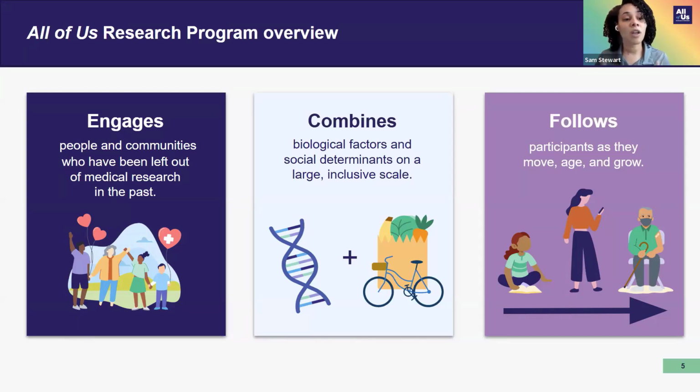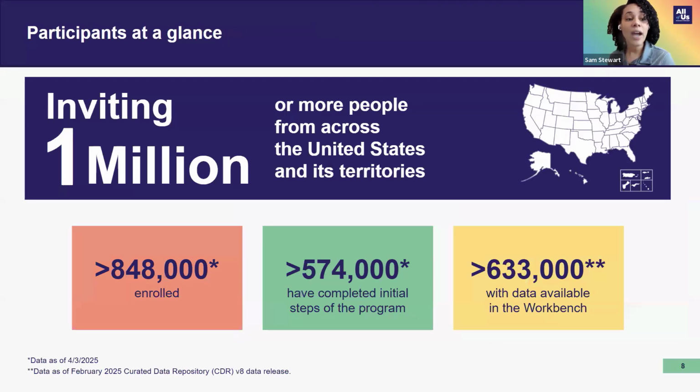One thing that we love about the All of Us Research program is that we follow our participants as they age, move, and grow. So as I mentioned, we are inviting 1 million participants from across the United States to be part of our data set. Currently, we have over 800,000 participants that are enrolled. And of those participants that have enrolled, 574,000 have completed the initial steps of the program.